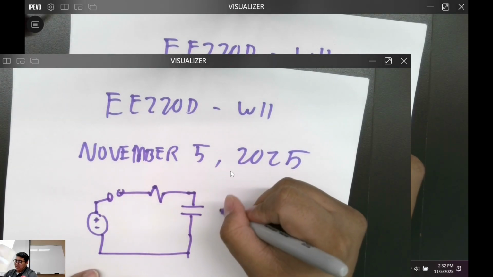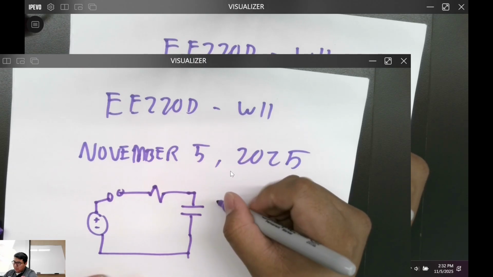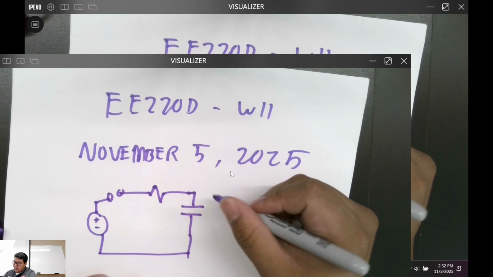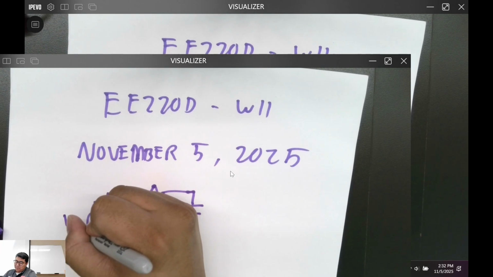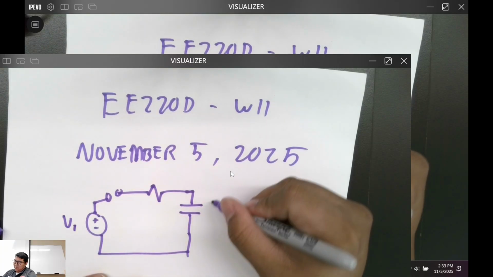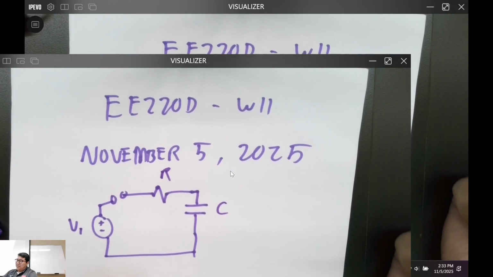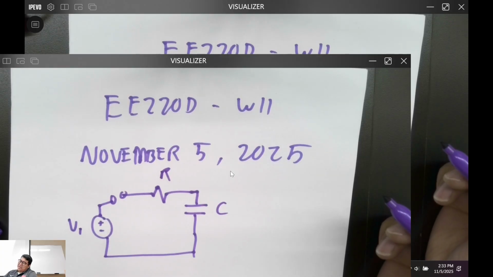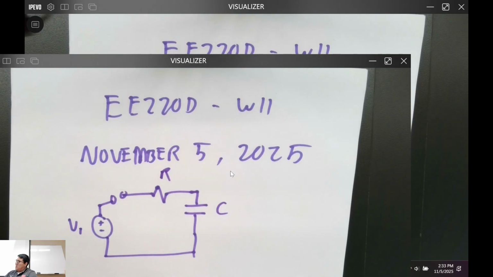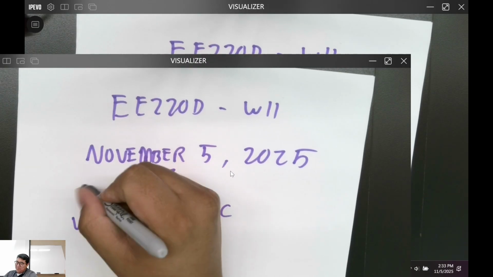Correct? And then let's just do, it's going to be V, call it V1 or something like that. And then this right here is R, correct? This right here is a C. Everyone familiar with what's going on? Now let me just do something. I'm gonna quiz you guys in a little bit. That's why I drew it like this, because I saw it from your guys' problems.